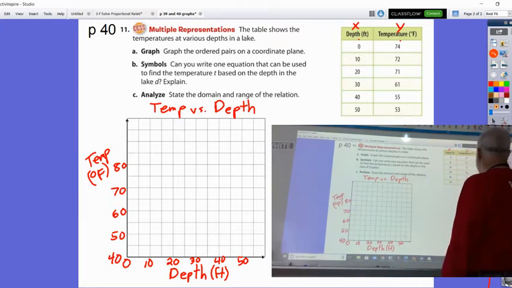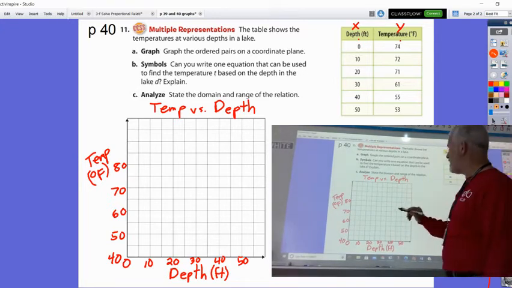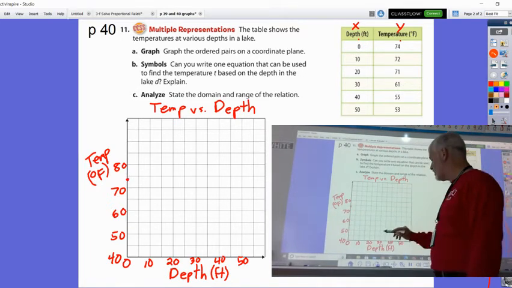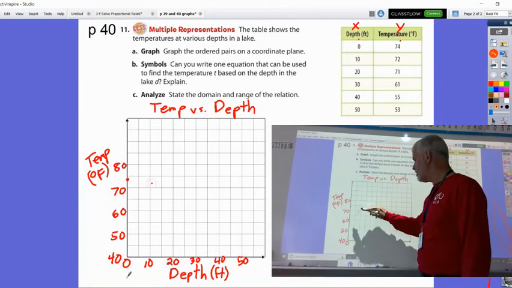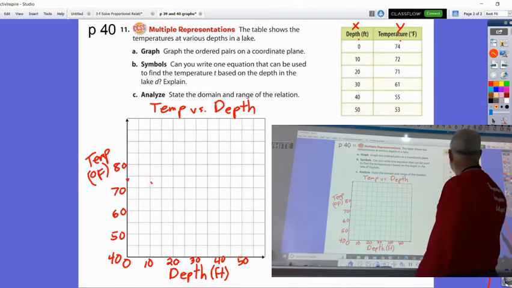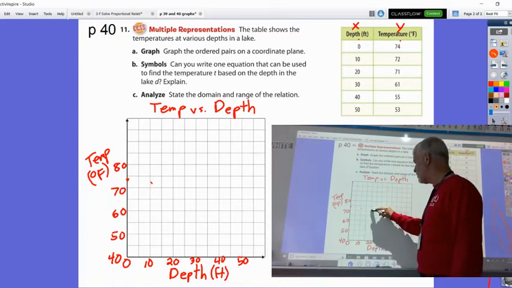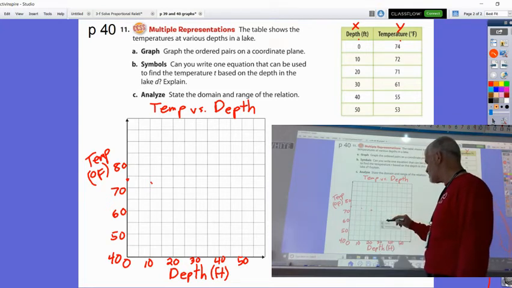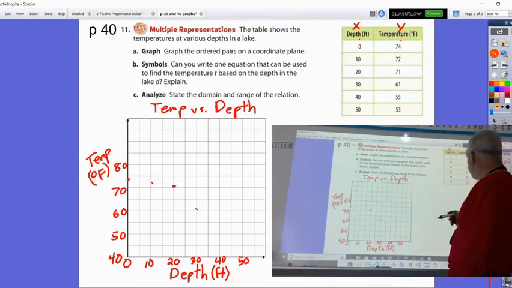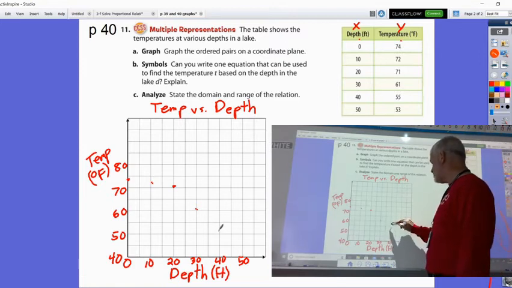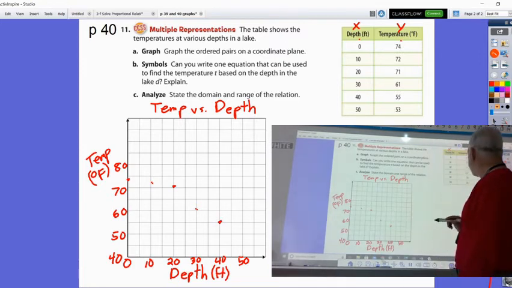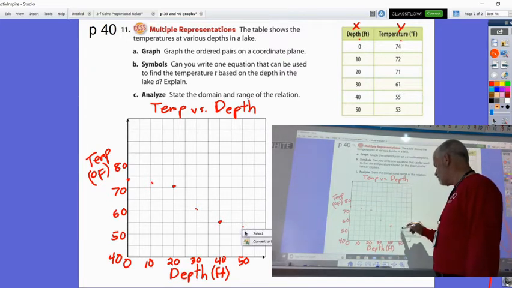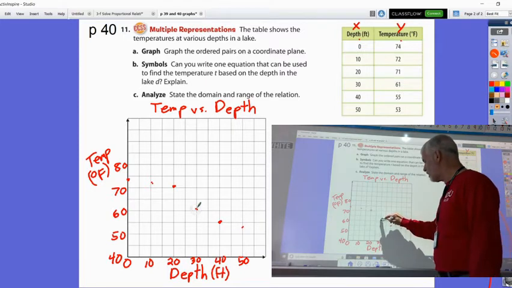Okay, so 0 feet, 74 degrees. That's going to be right there. 10 feet, 72 degrees. That's going to be right there, basically. 20 feet, 71 degrees, right there. 30 feet, 61 degrees, so just a little bit above the 60, right there. 40 feet, 55 degrees. That one's definitely right there. And 50 feet, 53 degrees will be right there. Okay, so there's your points plotted now.